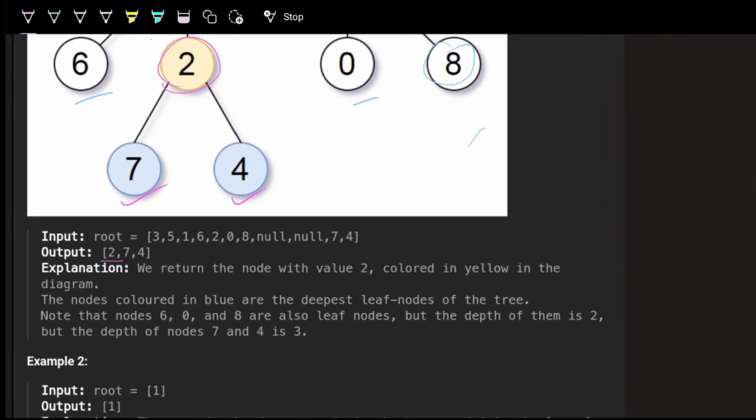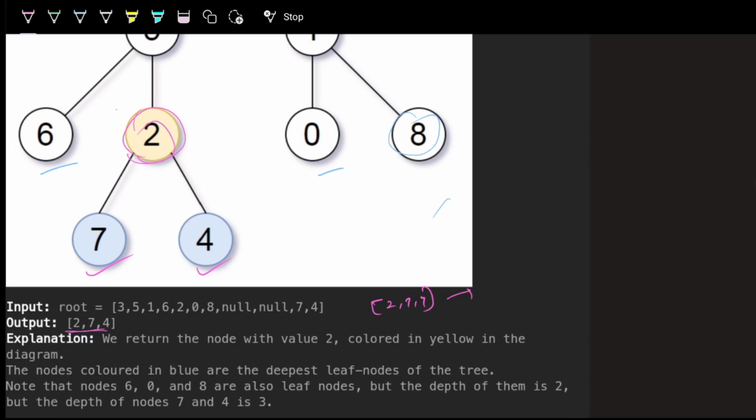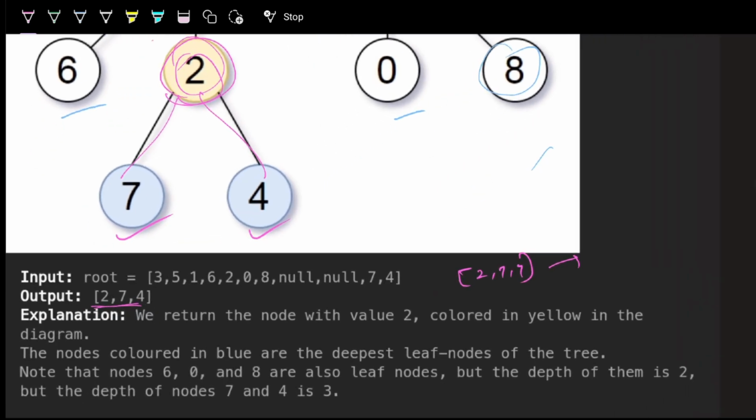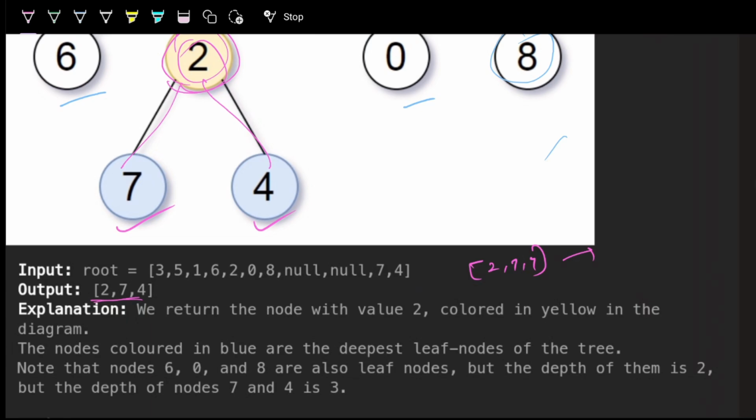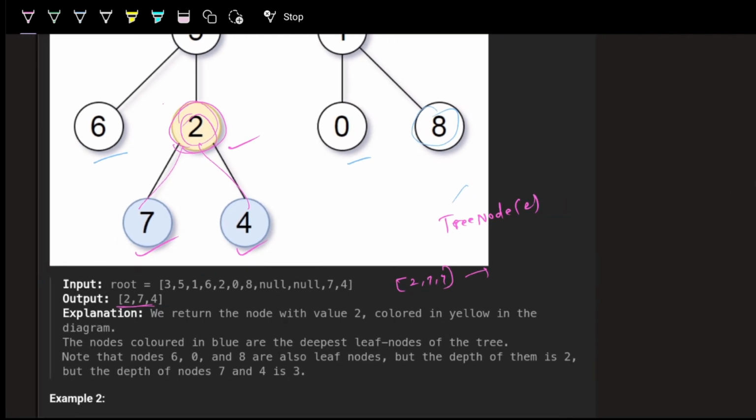Even though you can see here 2, 7, 4, it's not an array 2, 7, 4. We just have to return the node of the lowest common ancestor, that is 2. If you return this, ultimately this subtree will be printed as output. That's why in the output we can see 2, 7, 4. But we have to return just this node, that is the tree node 2. That's it. This is what we have to return in this test case.